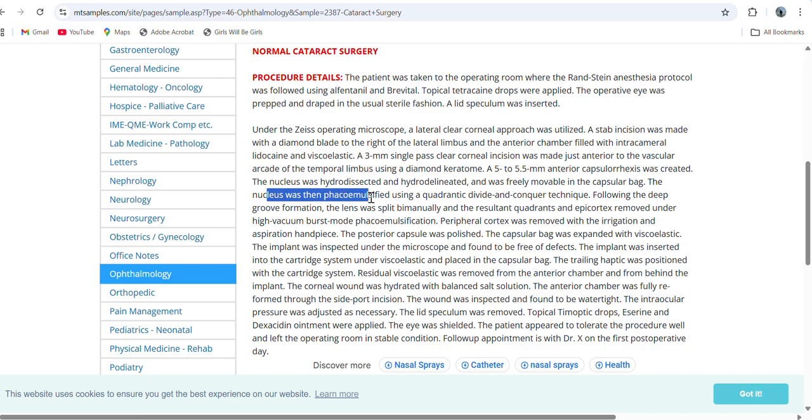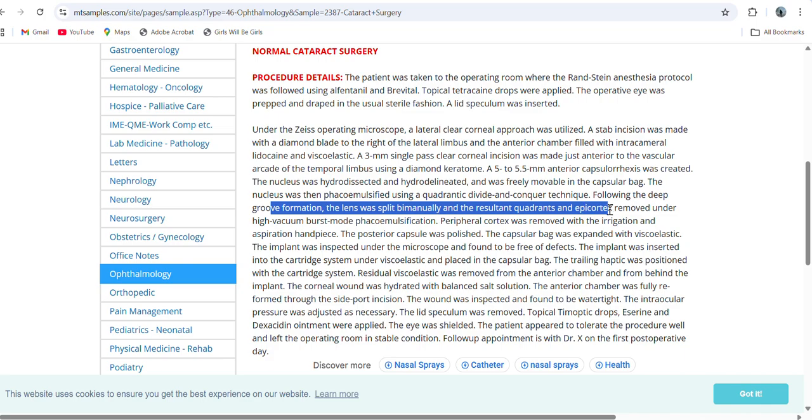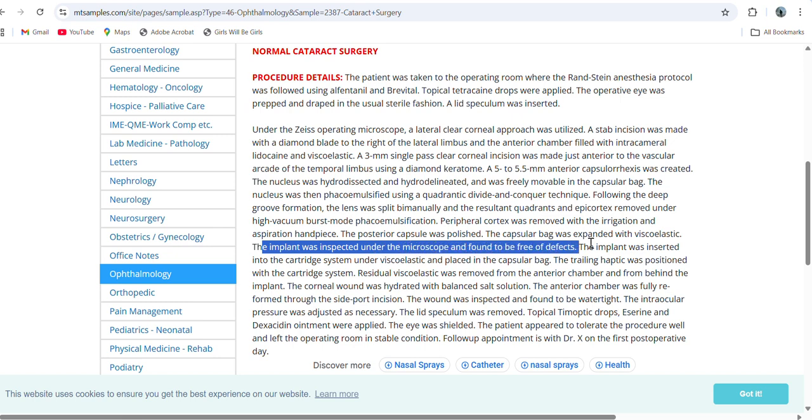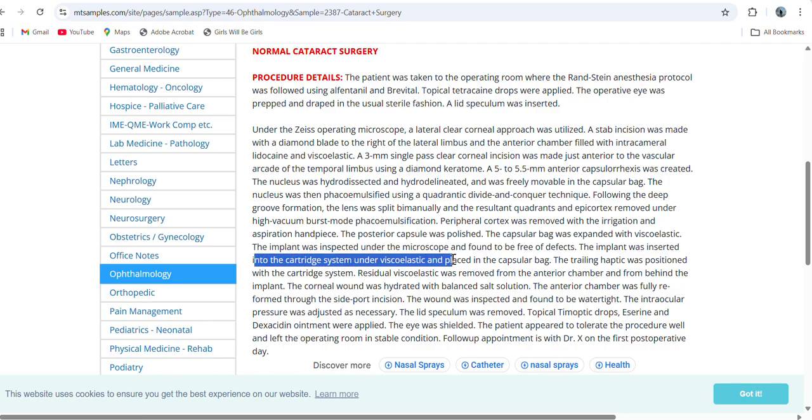The nucleus was phacoemulsified using the quadrant divide and conquer technique. Following deep groove formation, the lens was divided bimanually, and the resulting quadrants and epinucleus were removed under high vacuum burst mode phacoemulsification. Cortex was removed with the irrigation and aspiration handpiece, the posterior capsule was polished, and the capsular bag was expanded with viscoelastic. The implant was inspected under the microscope, found free of defect, and inserted into the cartridge system.